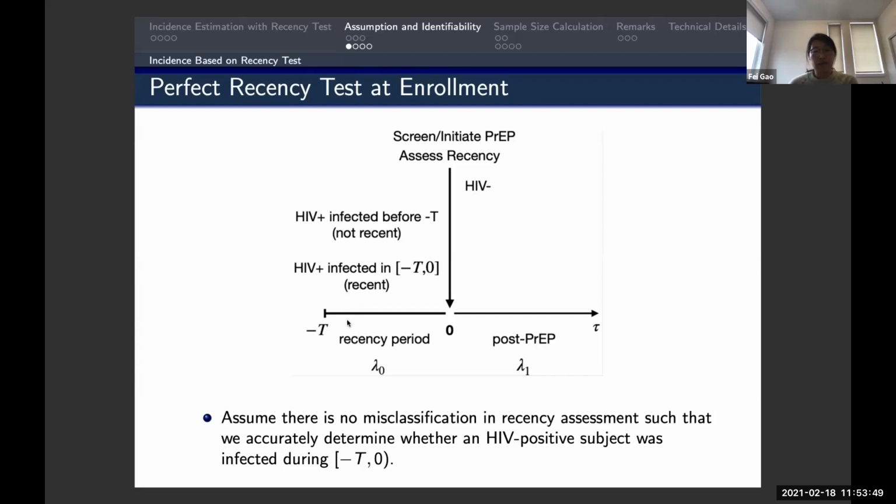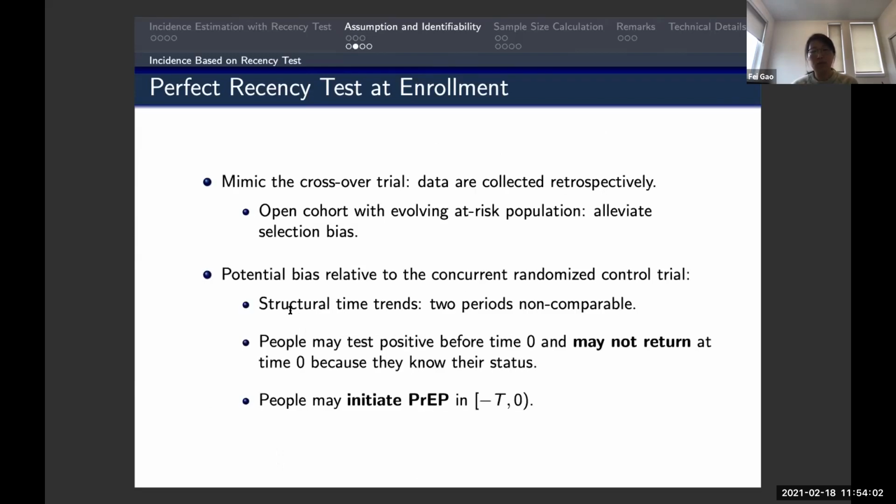Other than that, this perfect recency test setting may be subject to a similar set of potential biases as in the crossover trial. That is, we would need to be careful about the structure of time trends. There may be some trouble if people actually test positive in between time -t to 0. Therefore, this screened population may not capture what's going on in the target population. And also, if people initiate PrEP, we are still not estimating a no PrEP incidence there.